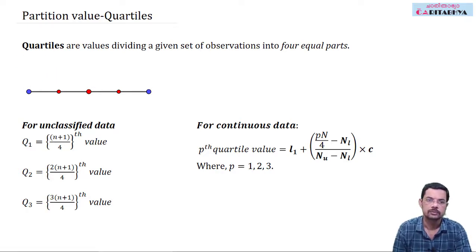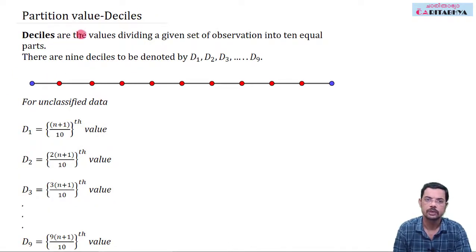Okay, so let us move on to deciles. What are deciles? Deciles are those values which divide the whole set of observations into 10 equal parts. The same way, median divides it into 2 equal parts, quartiles divide into 4 equal parts, deciles are used to divide the whole data into 10 equal parts. So we have 9 deciles. 9 points can divide the whole thing into 10 equal parts.